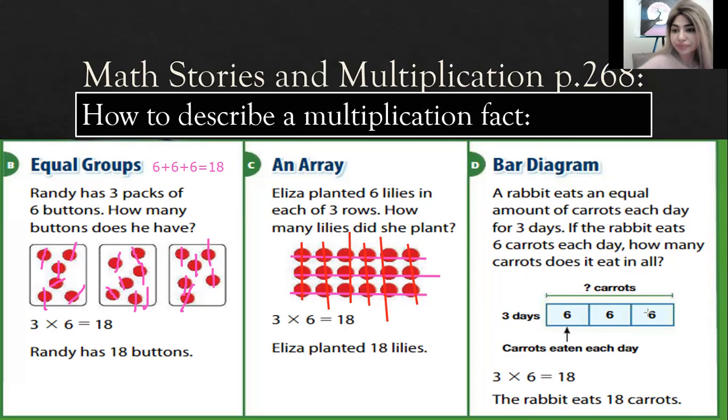So we have separated each number of carrots, which is 6, 6, 6. How many days do we have? 1, 2, 3. So the carrots eaten each day is 3 multiply 6. How many days? 3. How many carrots each day? 6. So it is 18. Okay.